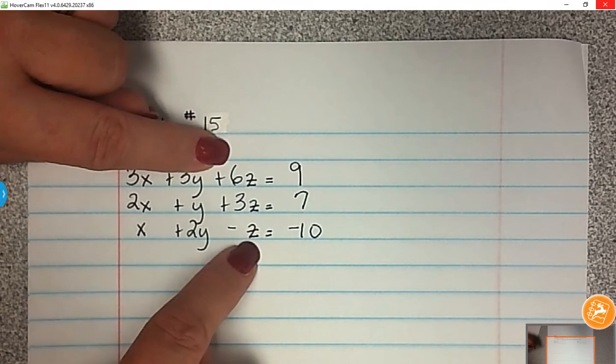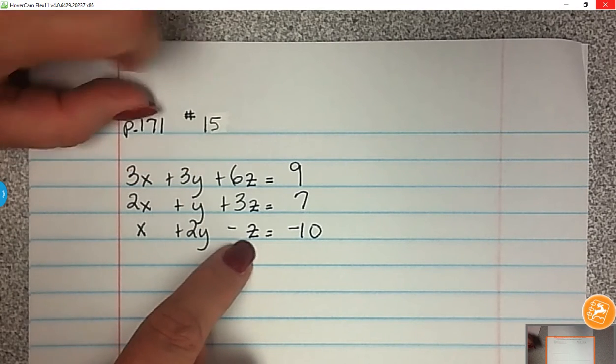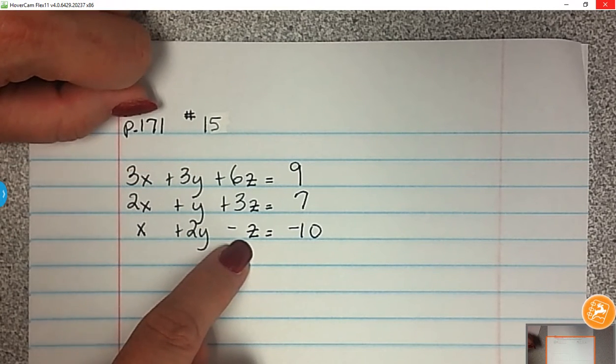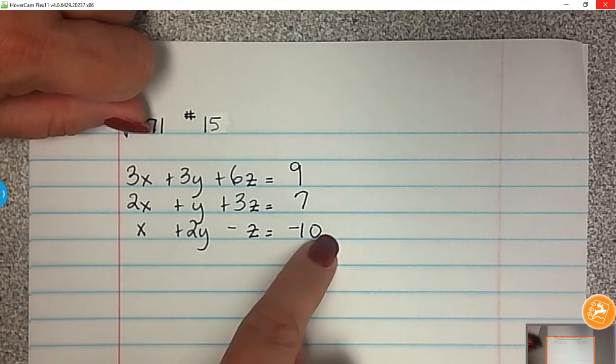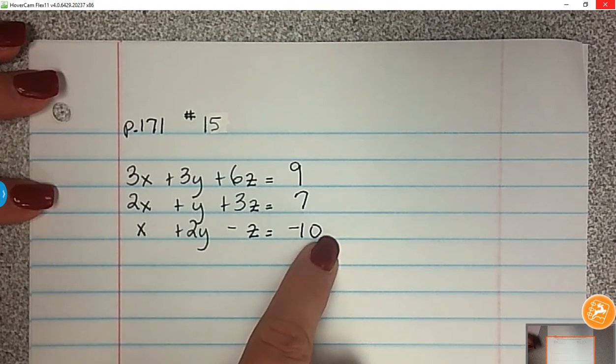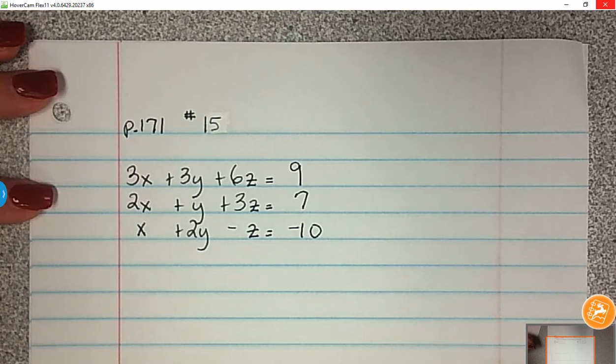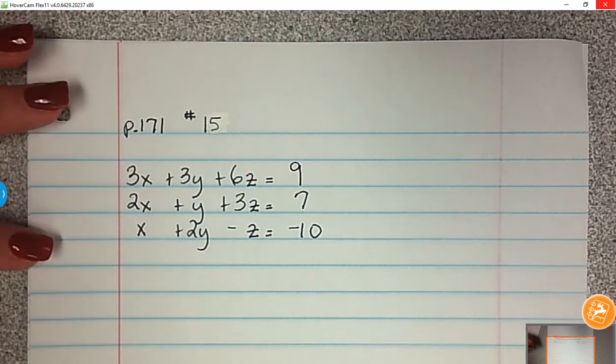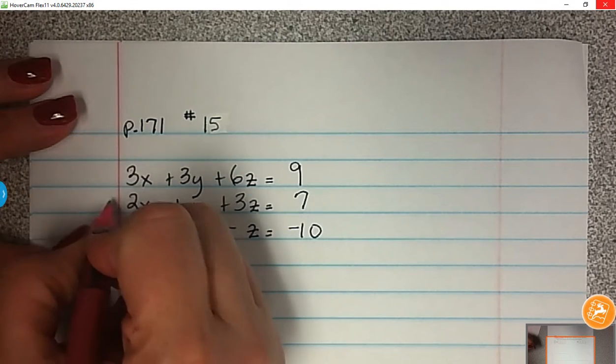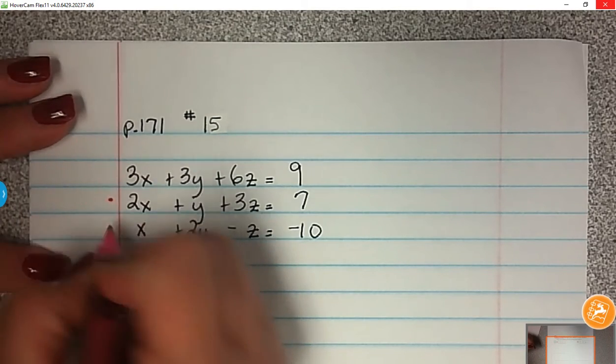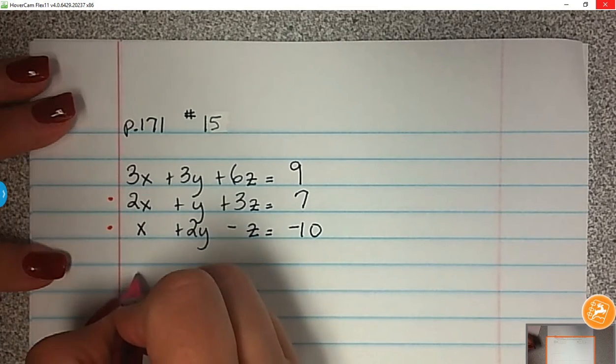I think I'm going to choose to get rid of z, mainly because I have a -z here. That'll let me multiply this equation by a positive number, and that way maybe I won't make sign mistakes. I know some of you are guilty of that as well. So what I'm going to start off with is these 2 equations. Let me recopy them.